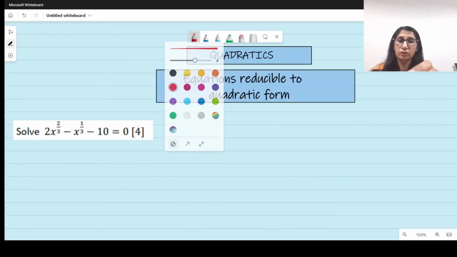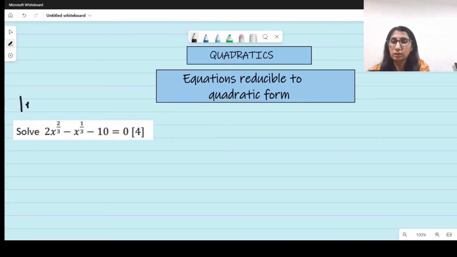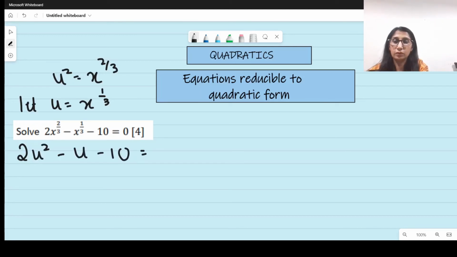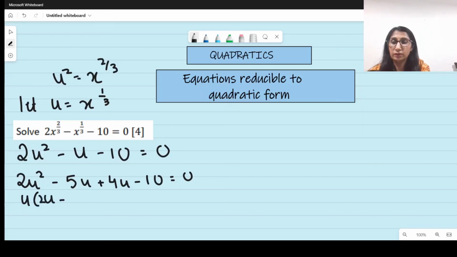Another one. So let u equal x power 1 over 3, and then u squared will be equal to x power 2 over 3. So we have 2u squared minus u minus 10 equals 0. So the factors would be minus 5u plus 4u minus 10 equals 0. So u is common, 2u minus 5, and then plus 2 is common, 2u minus 5 equals 0.